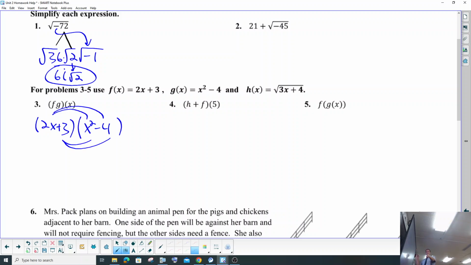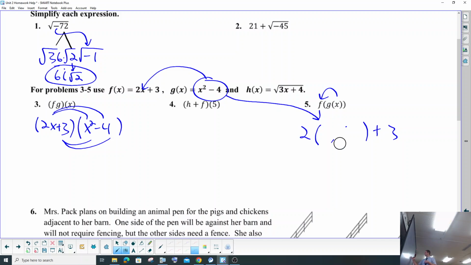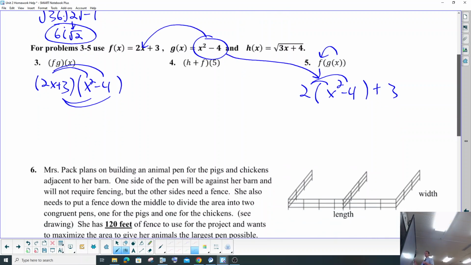Don't forget f of g of x means composition, not just multiply. And so you're taking g and plugging it into f. So take g and plug it in there for x. In place of that x, so you have 2 times the x squared minus 4, plus 3. You did originally have 2x plus 3, that's what f is. But now you're going to take g, and you're going to plug it in there. So the x goes away, and you're left with the x squared minus 4. Don't forget to distribute, combine like terms.